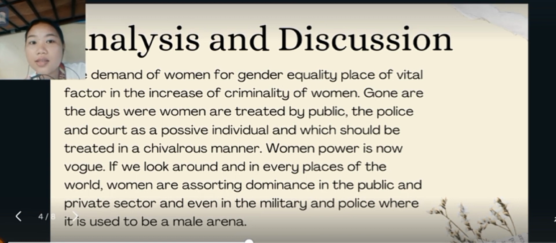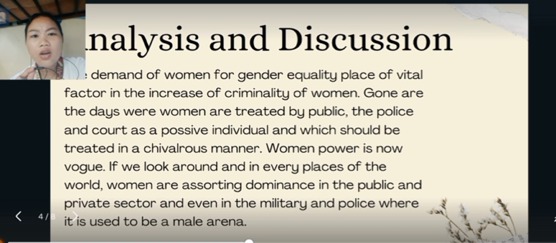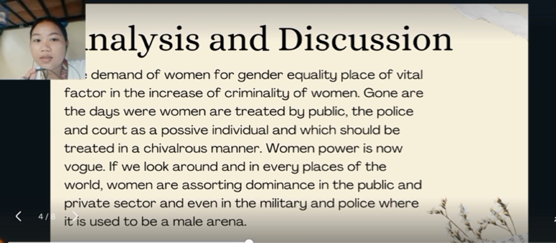So here are the analysis and discussion. The demand of women for gender equality plays a vital factor in the increase of criminality of women. Gone are the days when women were treated by the public, the police, and the courts as passive individuals who should be treated in a chivalrous manner. Women power is now in vogue. If we look around every place in the world, women are asserting dominance in the public and private sector, and even in the military and police, where it used to be a male arena.